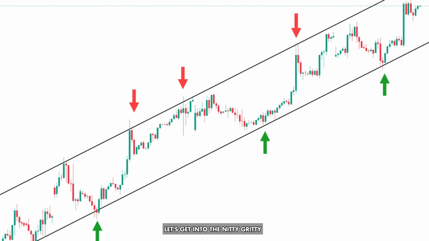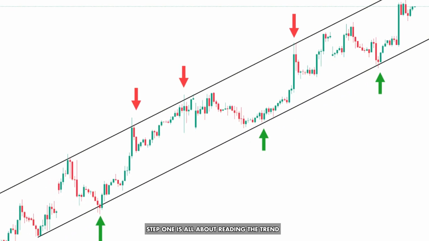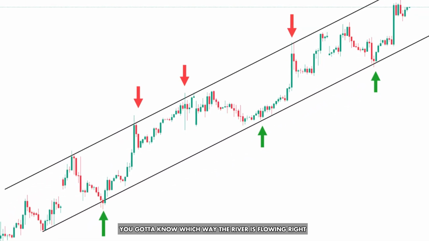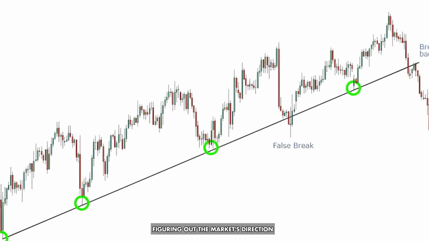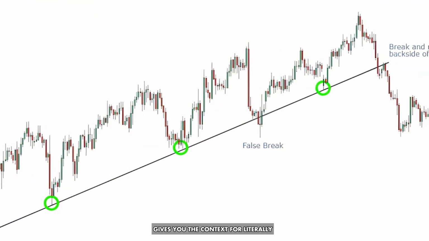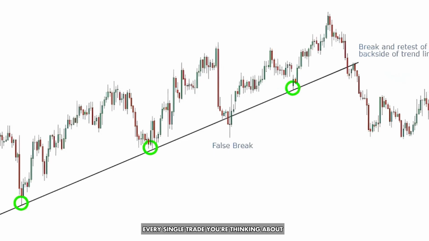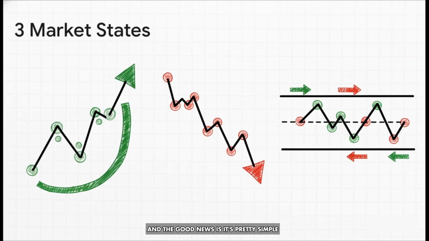Okay, let's get into the nitty-gritty. Step 1 is all about reading the trend. You gotta know which way the river is flowing, right? You can't fight the current. Figuring out the market's direction gives you the context for literally every single trade you're thinking about. And the good news is, it's pretty simple.